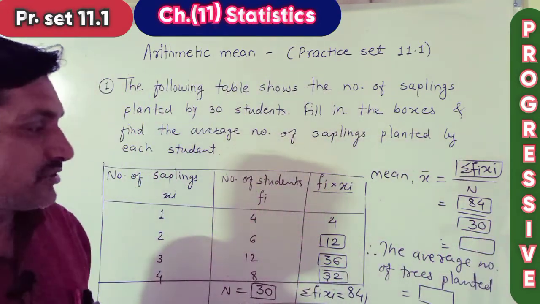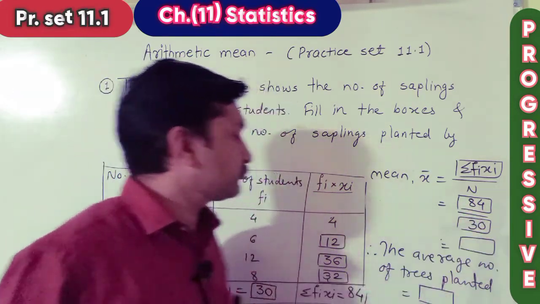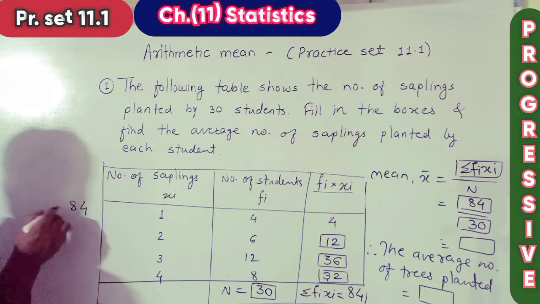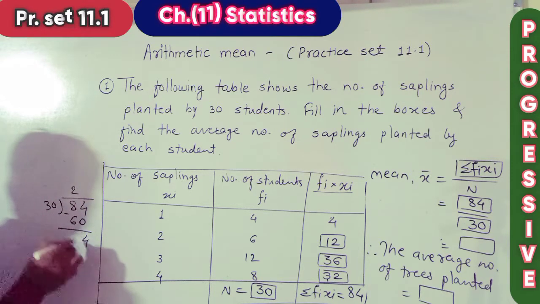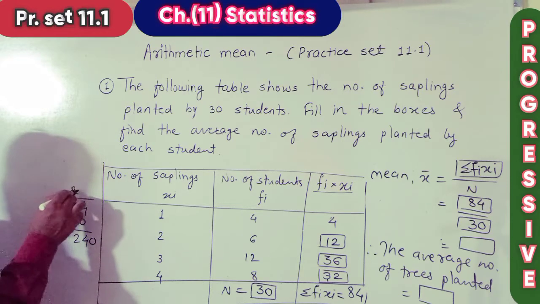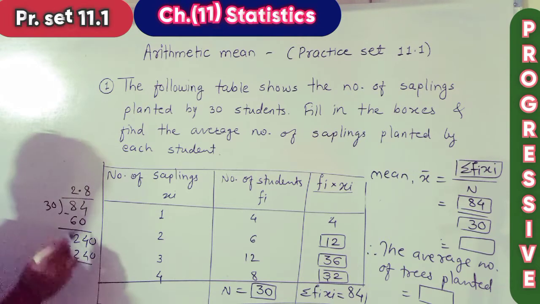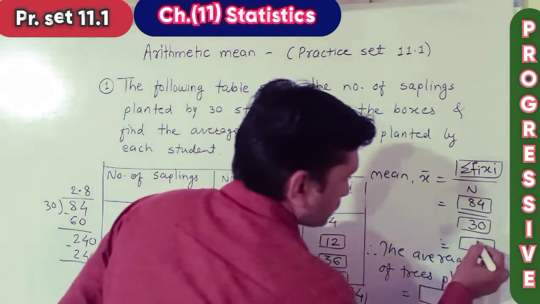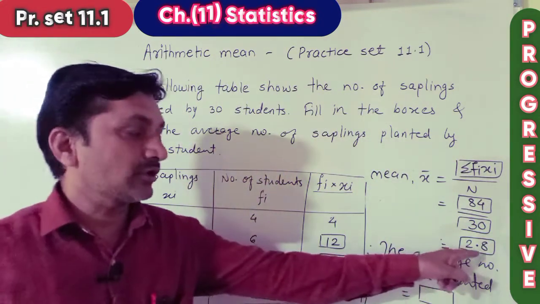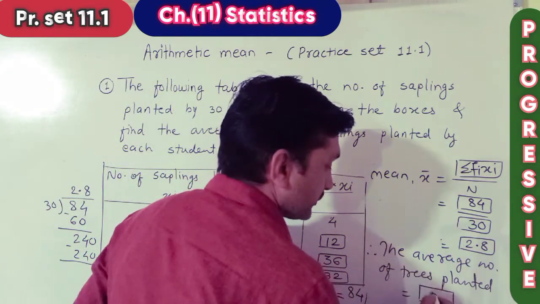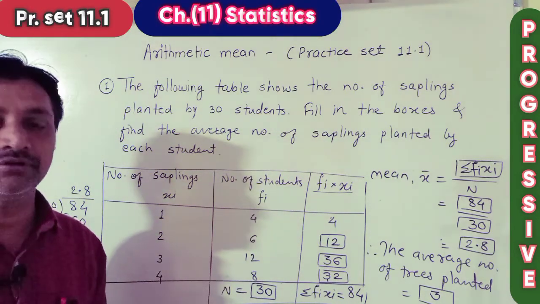Now the average number of trees planted. We have to divide. Now let's divide 84 divided by 30. In rough we can do 84 divided by 30. 3 twos are 60, 24, the decimal point is given here, 8 threes are 24. 2.8. The average number of trees planted is 2.8. Now in round figure, if you want, it is more than 5, that's why 3. The average number of trees planted is equal to 3 in round figure.